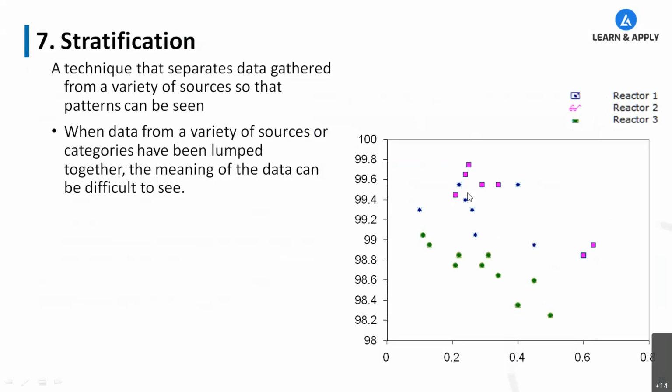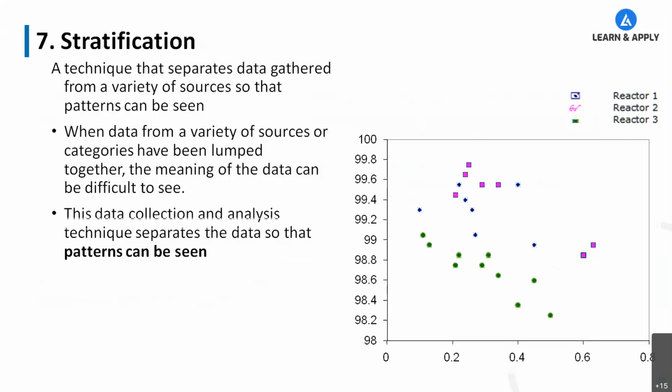For reactor 2, it is operating on higher values, higher output. So you will get some kind of conclusion by looking at this stratification, and it is a very effective tool to get conclusions from the collected data. As you can see, this data collection and analysis technique separates the data so that patterns can be seen, and we can work on these patterns.